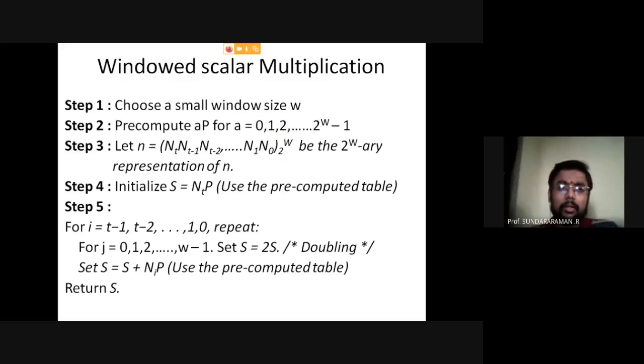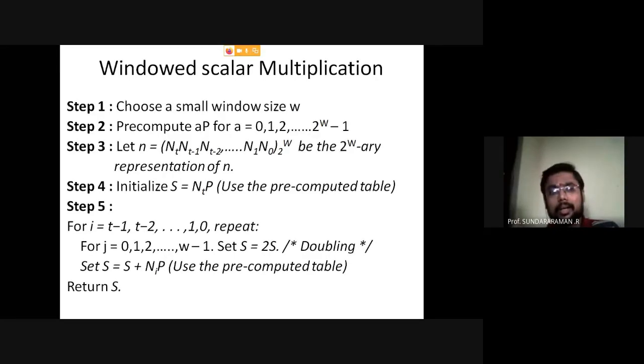This session will be on windowed scalar multiplication, which is one of the important scalar multiplication processes in elliptic cryptography. During this lecture, I will be explaining the algorithm that is required for performing the scalar multiplication through the windowed scalar multiplication approach, which is especially applied in elliptic cryptography.